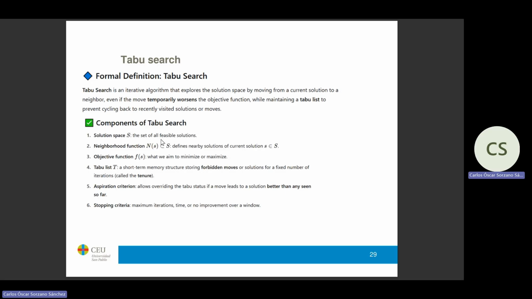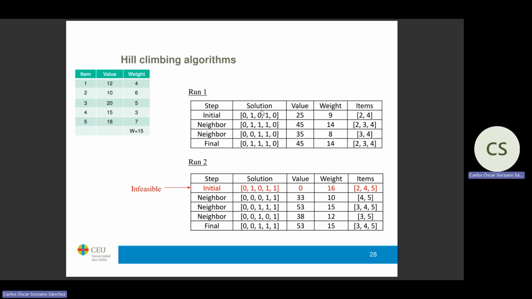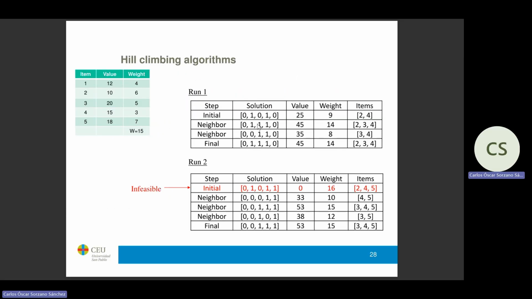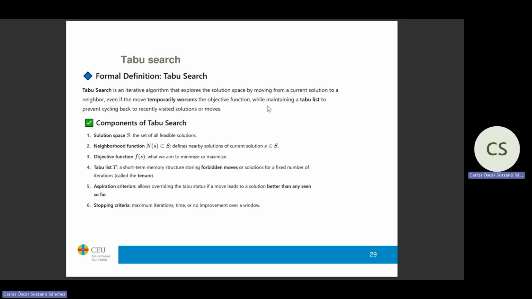There are a number of components of this algorithm. You have the solution space, that is the set of all possible solutions. You are currently at some solution, like one of these ones. Then you can compute the neighborhood of that solution, which are the ones that differ simply by one variable. Like we did here, this is a neighbor of this one. And if I compute 1, 1, 0, 1, 0, it is also a neighbor of this one. So you compute all the neighbors. And you need an objective function to minimize or maximize.